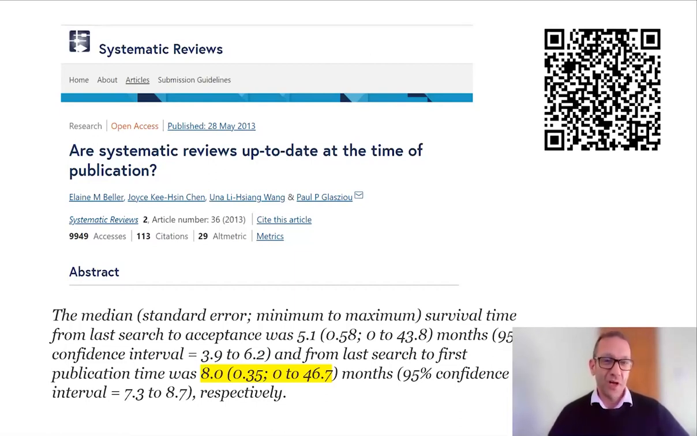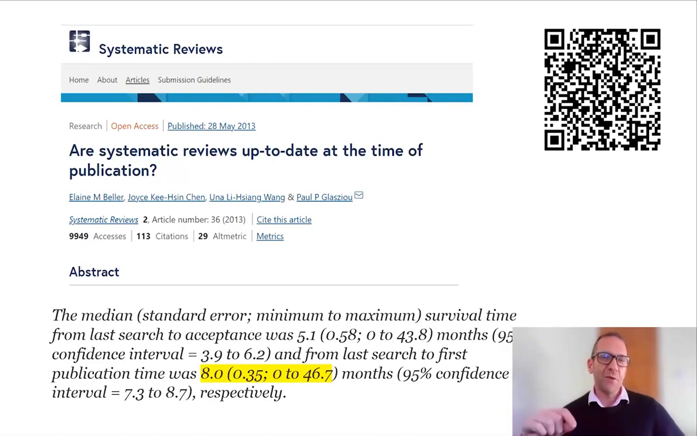Now, the short answer to that question, posed by the title of this article, really is that it's quite hard to say. And the reason I think it's hard to say is because it's not so much about the distance in time that we should be worried about, although an average of 8 months between the last search and the publication probably should trigger alarm bells with a few of us.